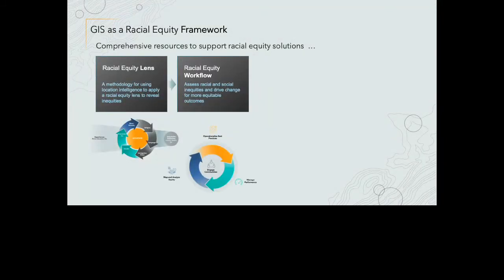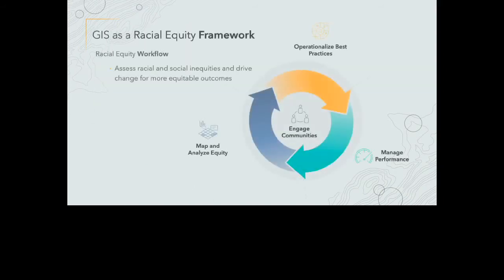You can also integrate GIS with best practice workflows for advancing racial equity and social justice. And this racial equity workflow is a critical aspect of applying GIS as a framework for racial equity. The workflow is derived from emerging and best practices for advancing racial equity and social justice. We simply infuse these standard methods and best practices for GIS and location intelligence to help you design and create solutions that will help operationalize racial justice into business workflows.